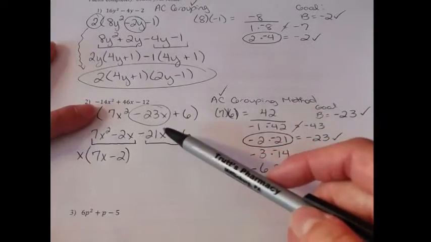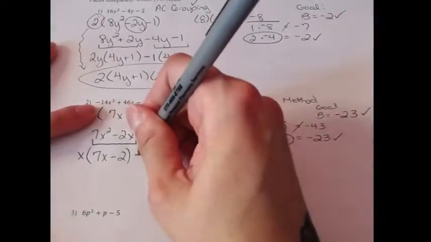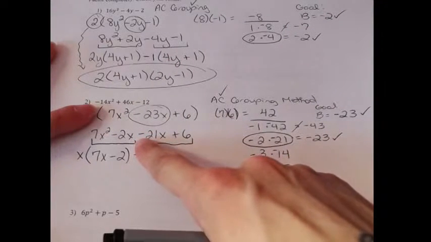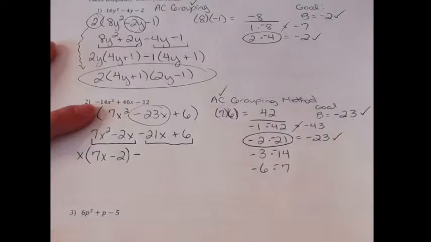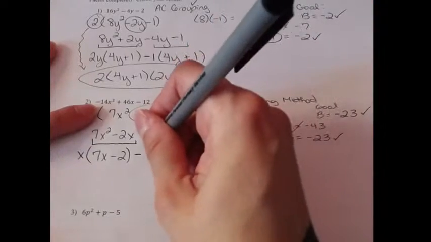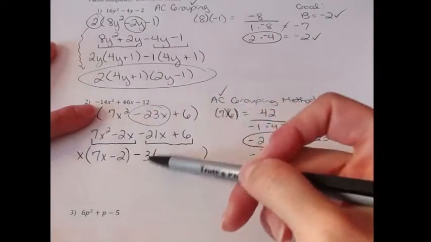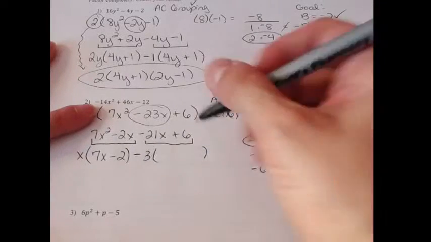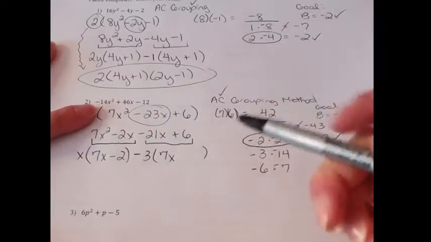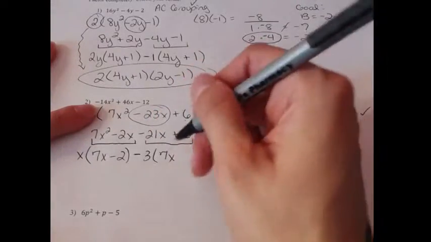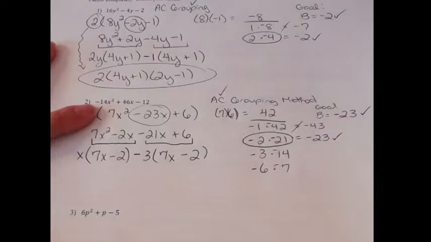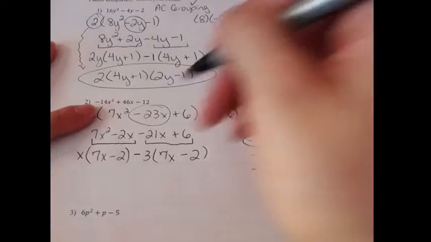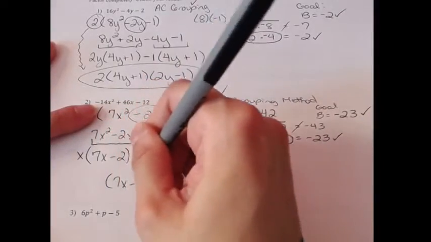Next, I'm going to look at negative 21x plus 6. I know that that negative sign is going to come down no matter what. But more than that, it's a leading negative. So negative 21x plus 6 implies that I can factor out a negative 3. So if I divide a negative 3 out of both of these, negative 21x divided by negative 3 is a positive 7x. 6 divided by negative 3 is a negative 2. Now notice my 7x minus 2's are the same, so I'm going to factor that out.